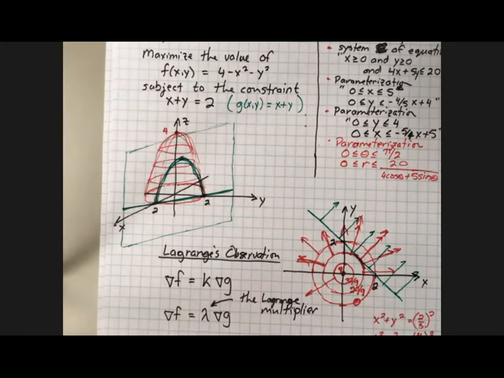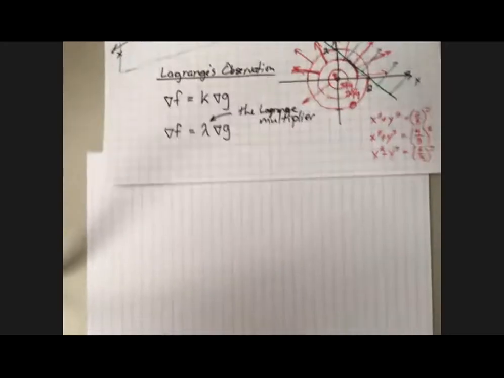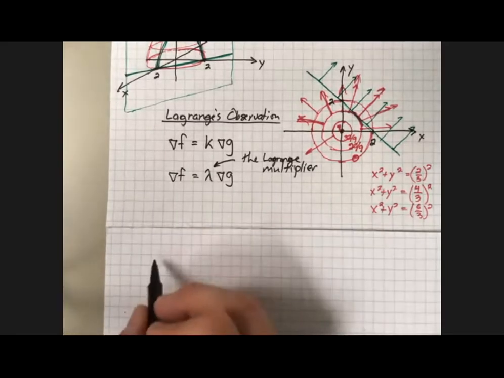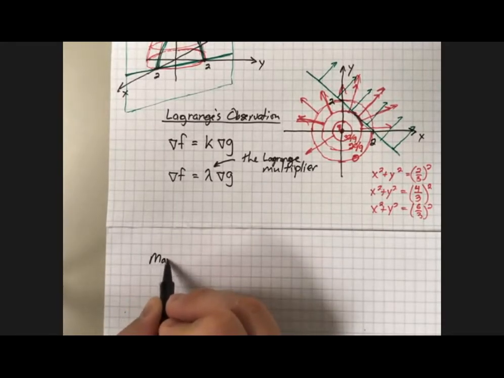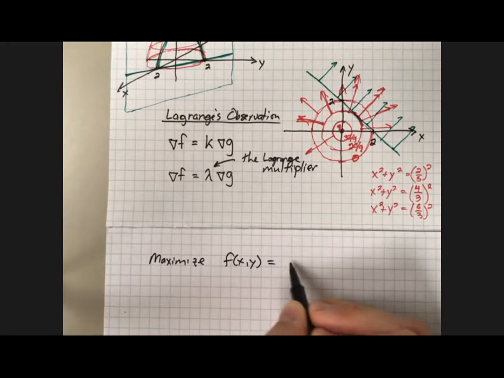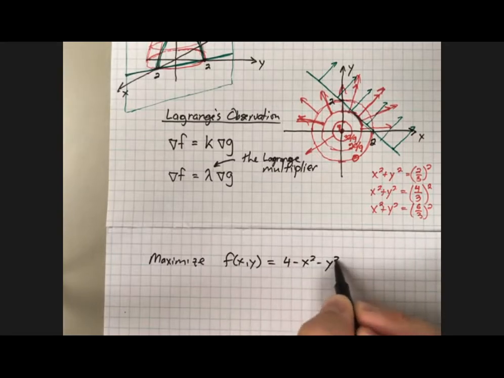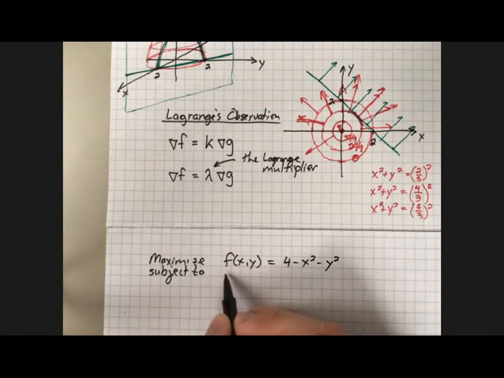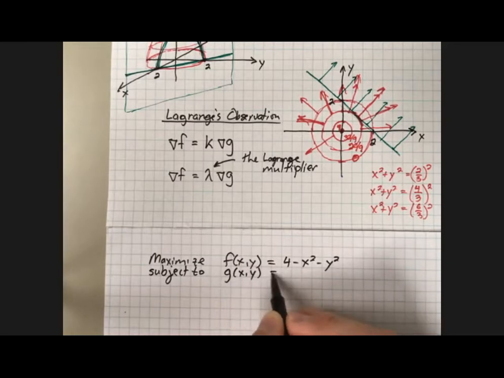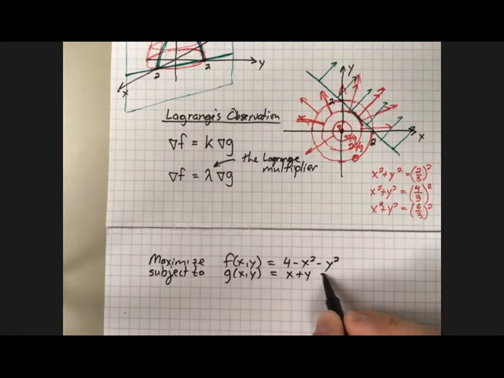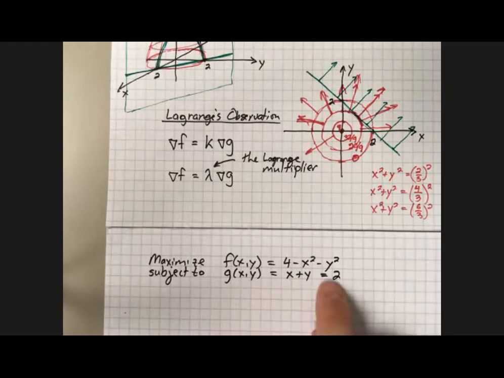Now let's see how we're going to solve this equation. Since I'm out of paper, I'm going to move this up to here, so I'll rewrite this very carefully. Maximize f of x comma y equals 4 minus x squared minus y squared, subject to the constraint g of x comma y equals x plus y equals 2. This is the level curve for this green line.